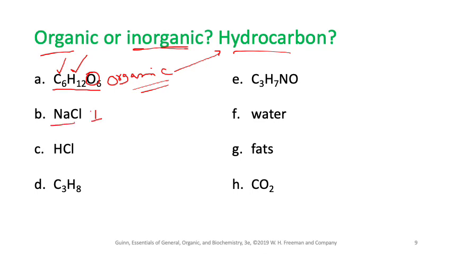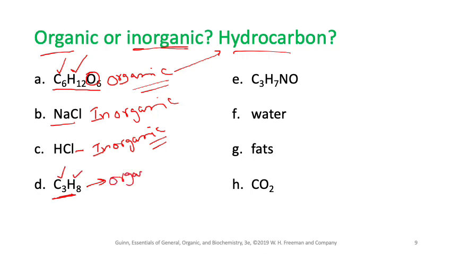NaCl, this is an inorganic compound. It doesn't have any carbon and hydrogen. What about the third one, hydrochloric acid? This is also an inorganic compound. It doesn't have carbon and hydrogen, so it doesn't belong to an organic compound. The fourth one, C3H8, is made up of carbon and hydrogen, an organic compound, right? And we can classify it as a hydrocarbon.